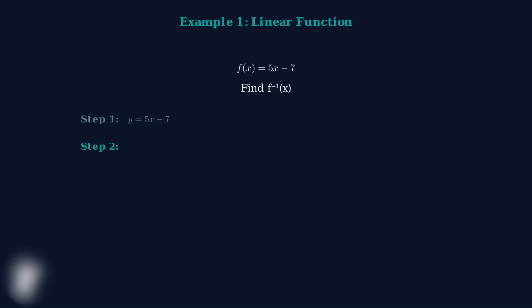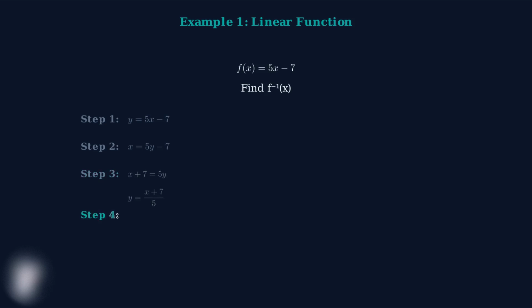Step 2, swap x and y in the equation. Now we have x equals 5y minus 7. This swap is crucial because we want to express the original input in terms of the output. Step 3, solve for y. First, we add 7 to both sides to get x plus 7 equals 5y. Then we divide both sides by 5 to isolate y. This gives us y equals x plus 7, all divided by 5.